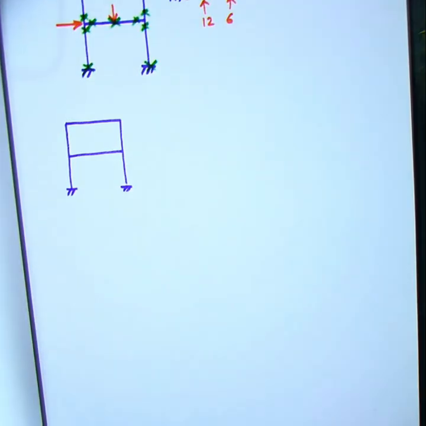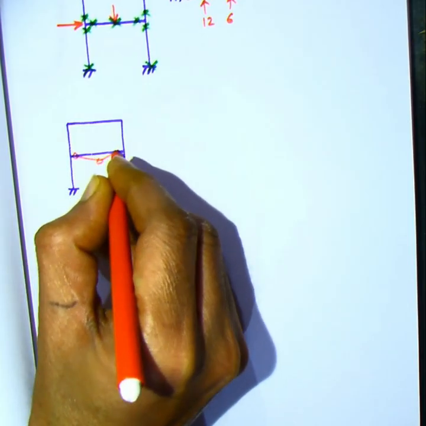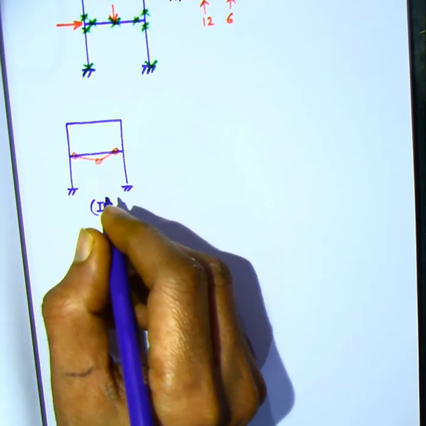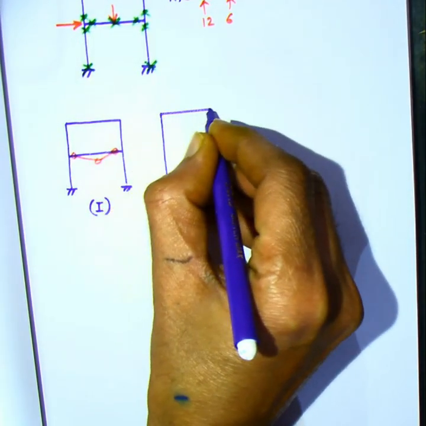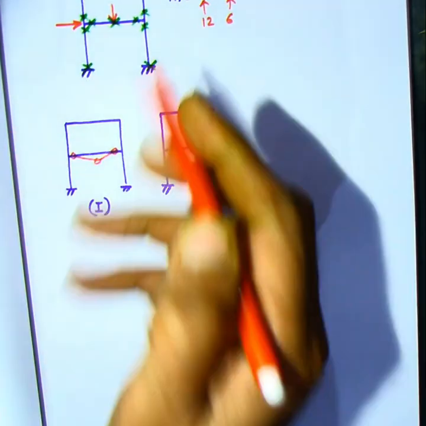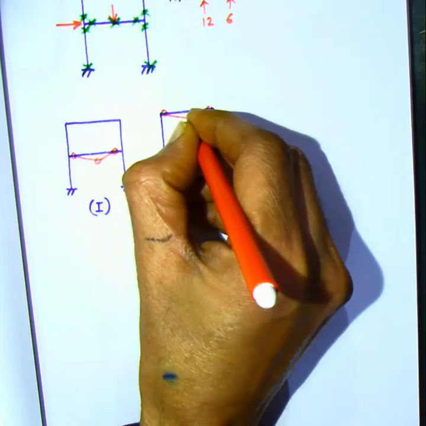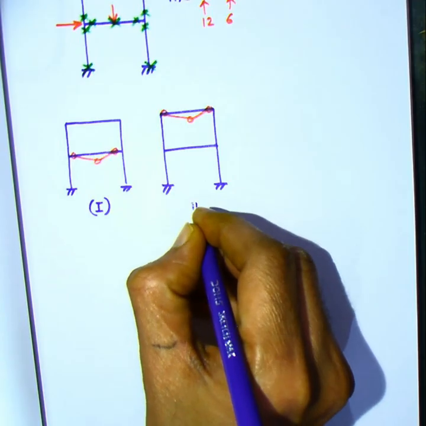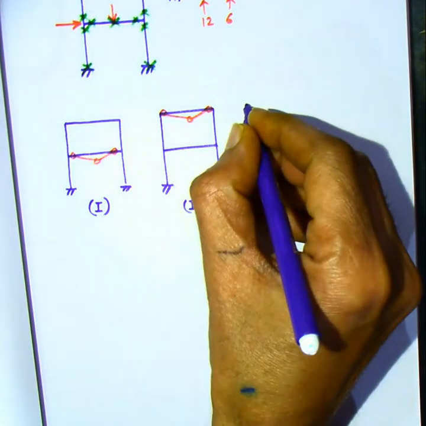Let us now speculate on the possible mechanisms. So here is the first possible mechanism, the beam mechanism at the first floor level. And then we have the second mechanism, similar, but this would involve the beam at the second floor level. So note that these 2 mechanisms involve essentially a local zone of the structure to fail, not leading to the collapse of the entire structure.